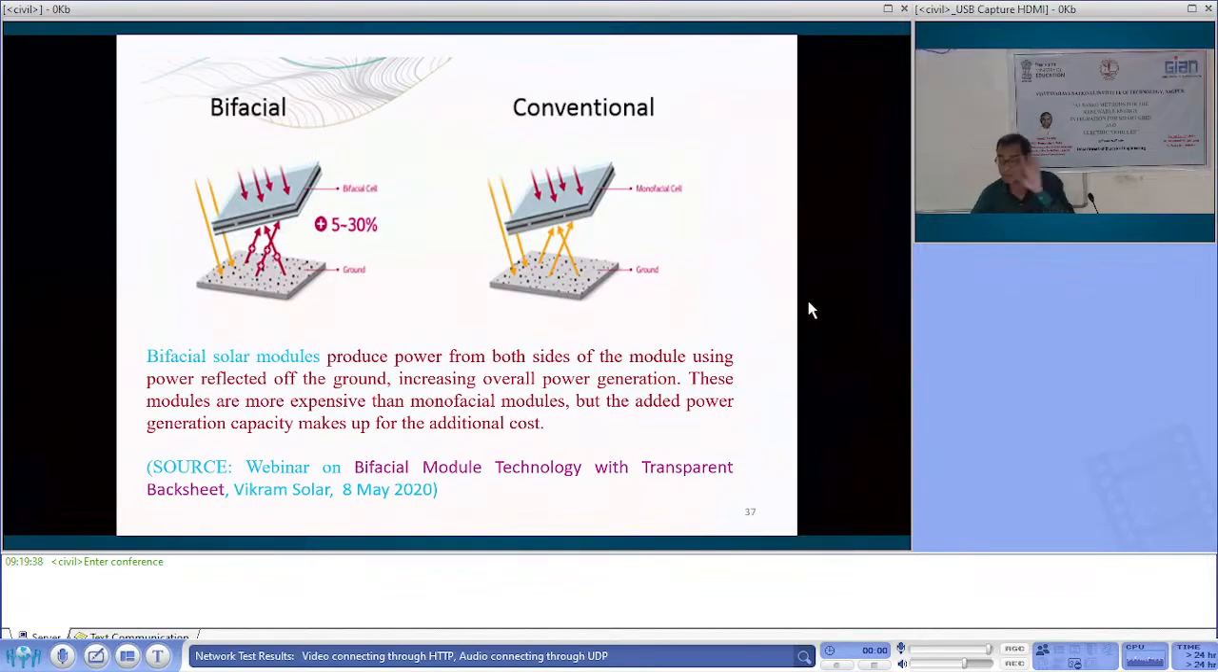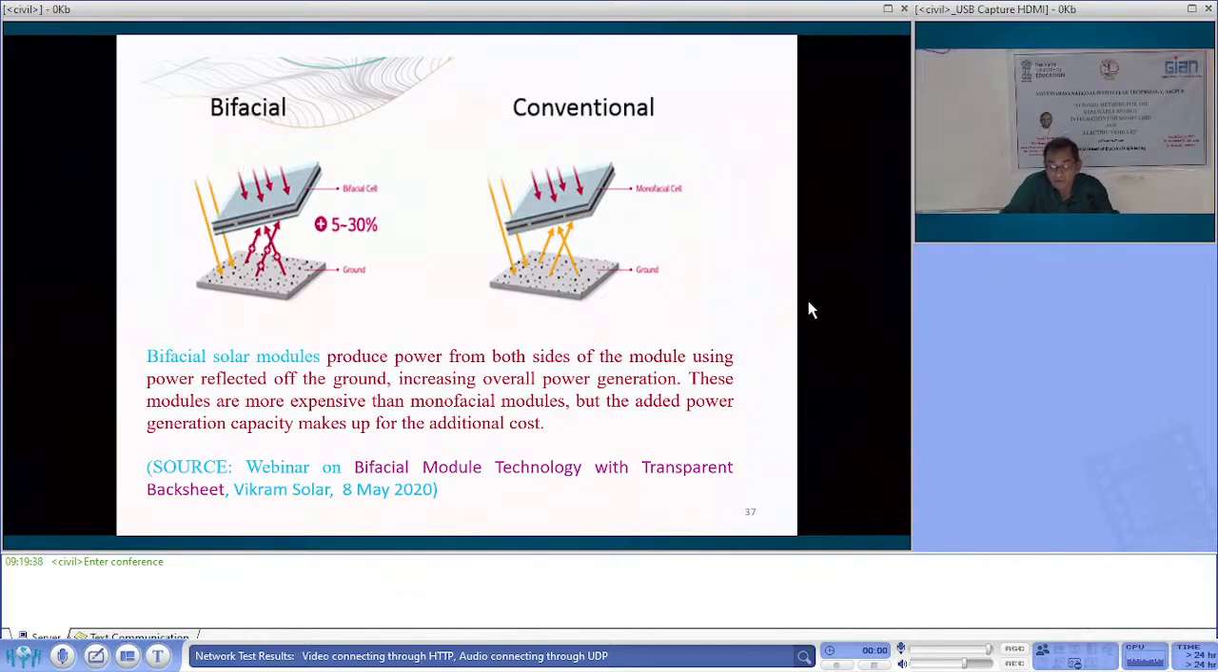Okay, bifacial is a new technology, but not available in 10 watt and 50 watt and 100 watt. इतने कम watt रेटिंग में नहीं है वो. Where from the back side you get 30% benefit, 70% from the front side and 30% which is shown on the back. This I attended in a webinar during lockdown, bifacial module technology with transparent backsheet. Vikram Solar is a branded manufacturer, you can see their website.